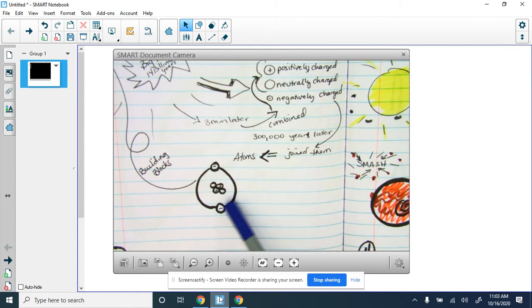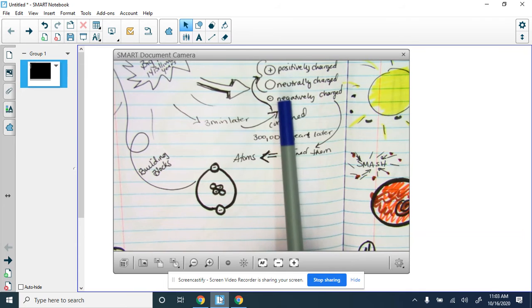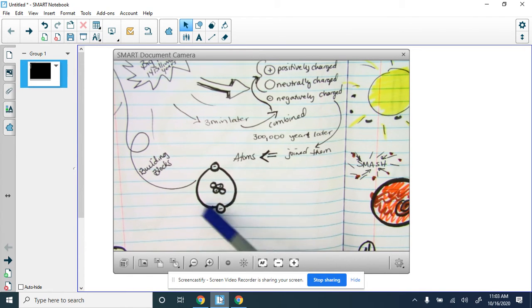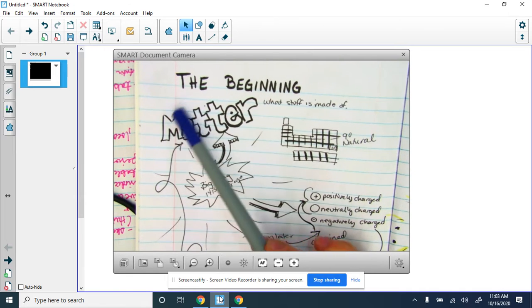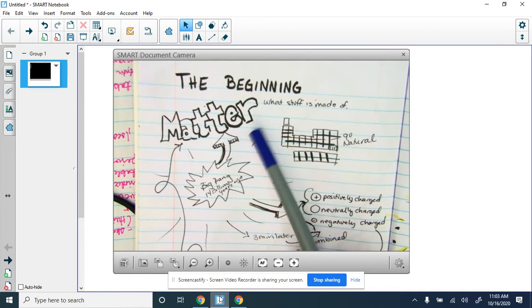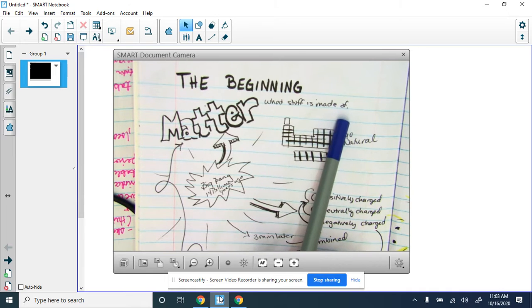So here's a picture, an example of an atom once all three of them join together. And the atom is the building blocks of all matter and everything in our universe. So matter is what stuff is made of.